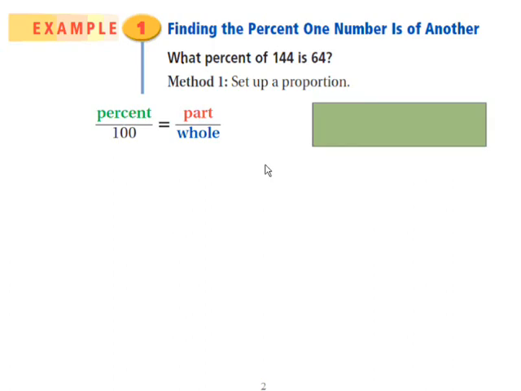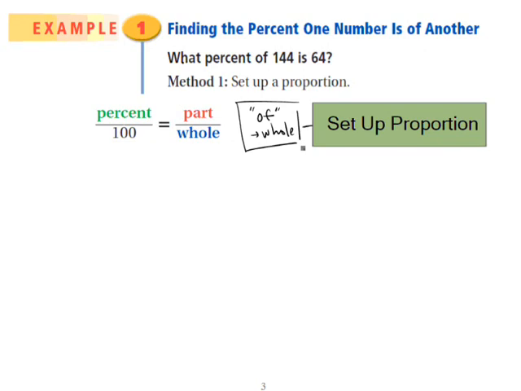I'll start a flow map on the right side of the screen. The first step is to set up the proportion using the numbers in the problem. The word of always indicates the whole in the question. In this question, 144 comes right after the word of, therefore it is the whole in our second ratio or fraction.